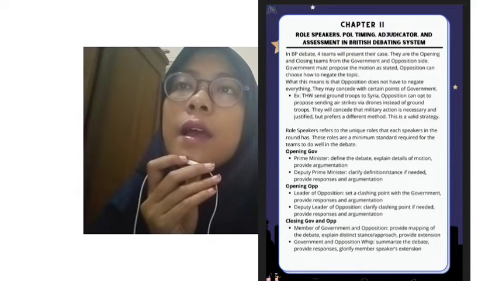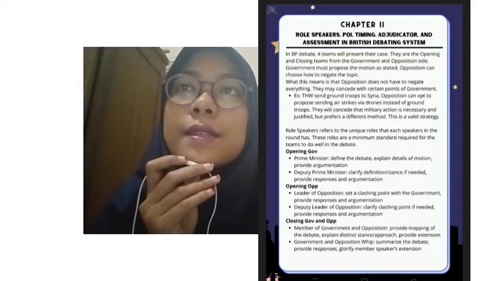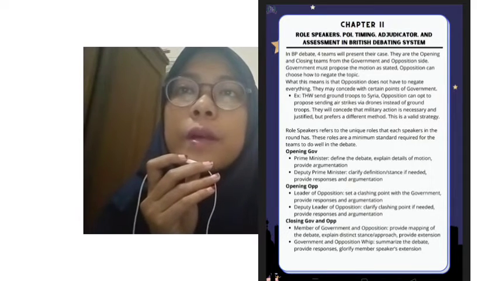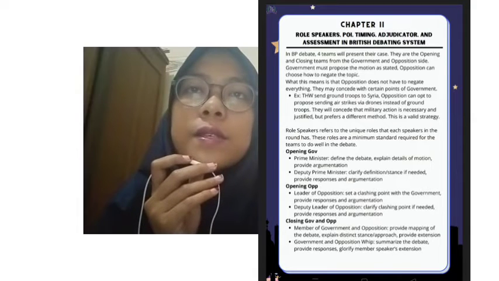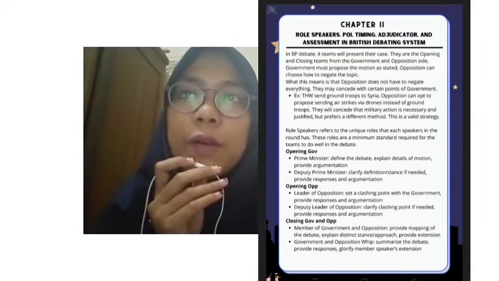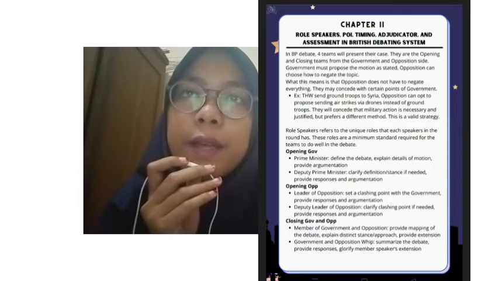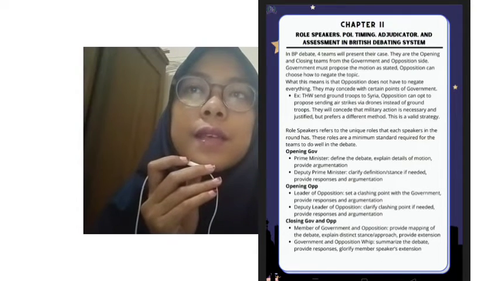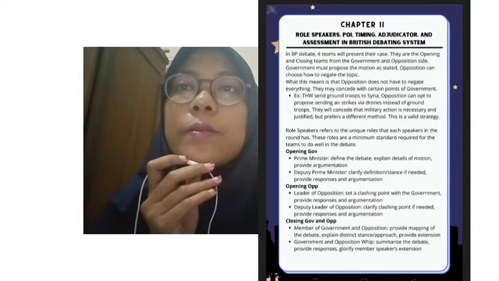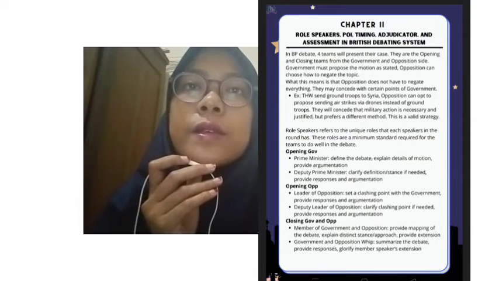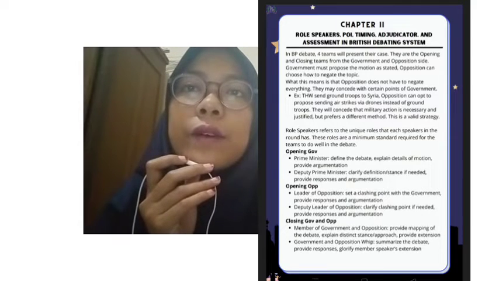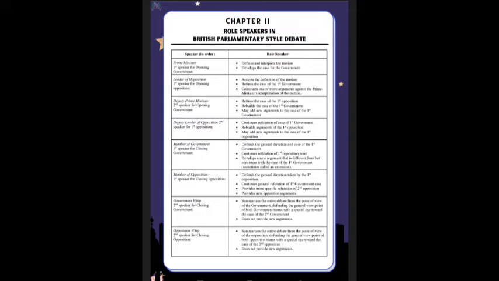And third, the next is closing government and opposition. Member of government and opposition have to provide mapping of the debate, explain distinct stance or approach, and provide extension. And the government and opposition whip summarize the debate, provide responses and glorify the member speaker's extension.